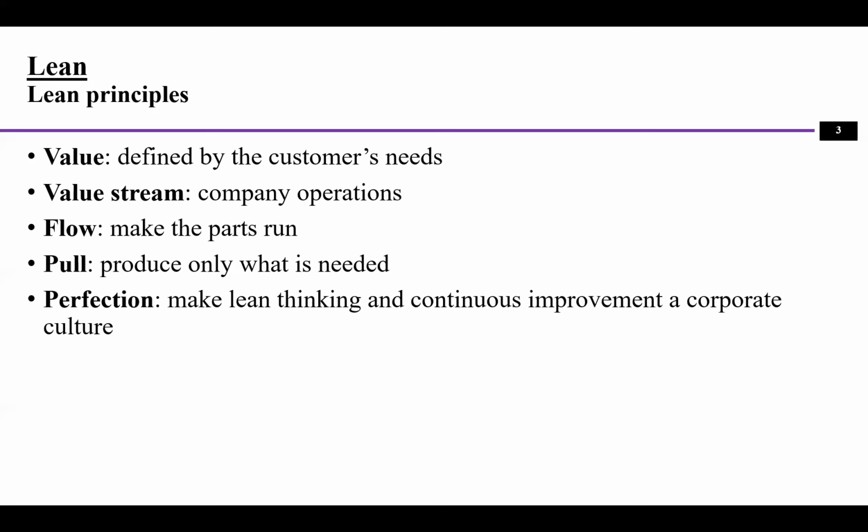So understand what is a value-added activity and what is a non-value-added activity. If you draw a picture or a map of all these value-added and non-value-added activities, you will start to have a better visual map of what is happening in your company operations. That is called a value stream.